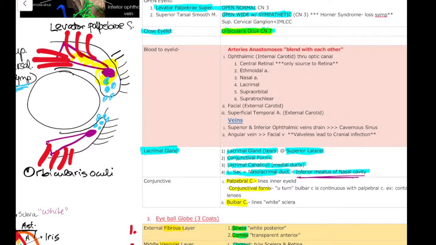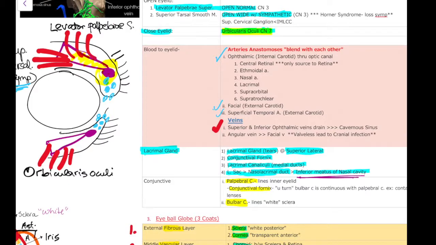We have 3 blood vessels to the eyelid: ophthalmic, which came through internal carotid, and then by external carotid we have the facial and superficial temporal arteries. And those are important because we have a blood flow from the inside and the outside through the internal and external carotid. Veins, like the face, are once again valveless, so we have the superior and inferior ophthalmic veins with the help of angular veins, and they all can drain into the cavernous sinus.